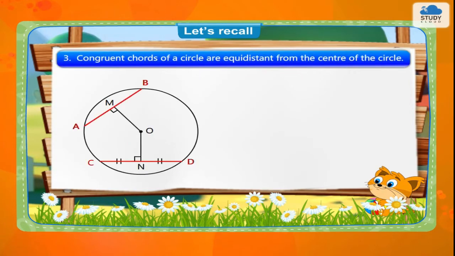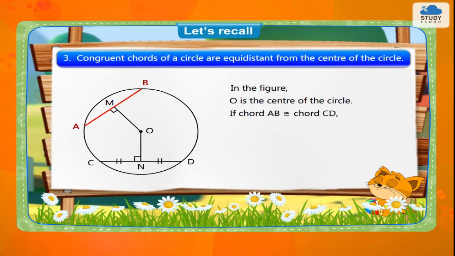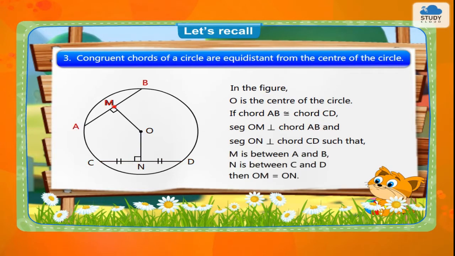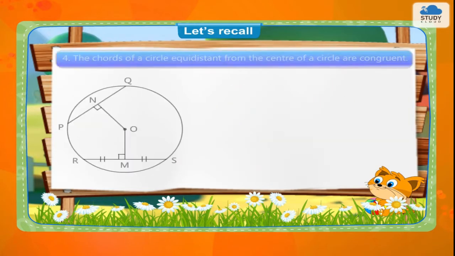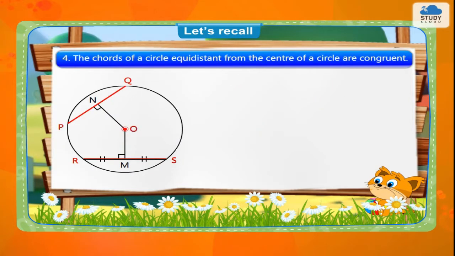3. Congruent chords of a circle are equidistant from the center of the circle. In the figure, O is the center of the circle. If chord AB is congruent to chord CD, segment OM is perpendicular to chord AB and segment ON is perpendicular to chord CD such that M is between A and B, N is between C and D, then OM is equal to ON.